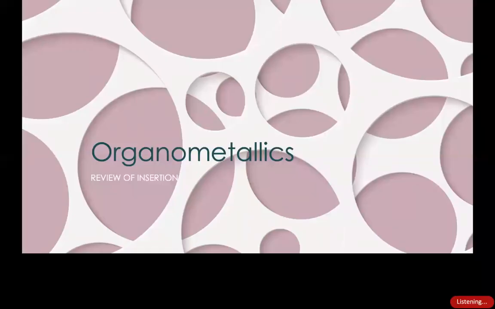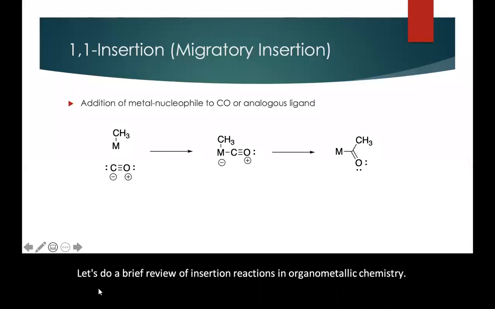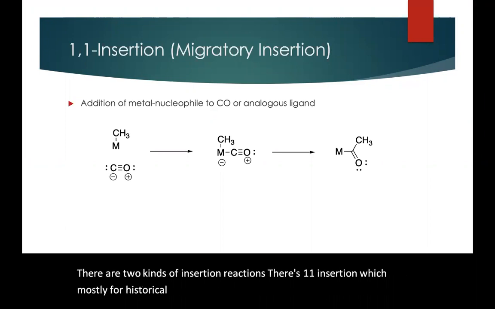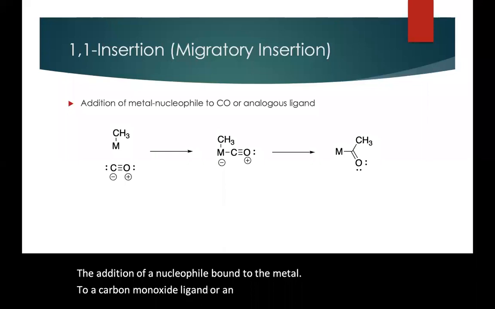Let's do a brief review of insertion reactions in organometallic chemistry. There are two kinds of insertion reactions. There's 1,1 insertion, which mostly for historical reasons is sometimes referred to as migratory insertion. And that's the addition of a nucleophile bound to the metal to a carbon monoxide ligand or an analogous ligand.